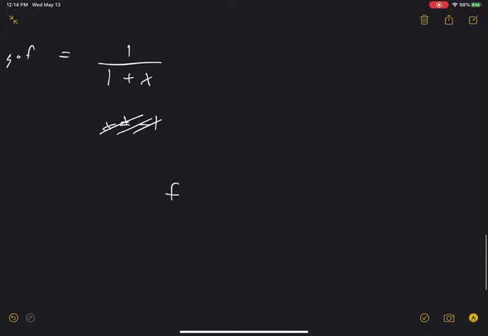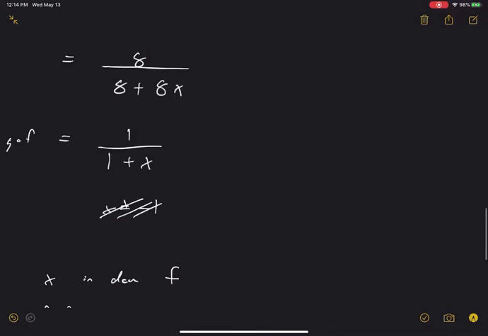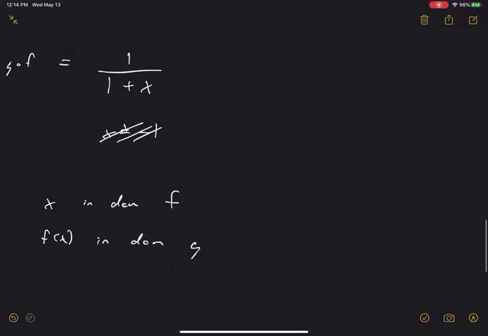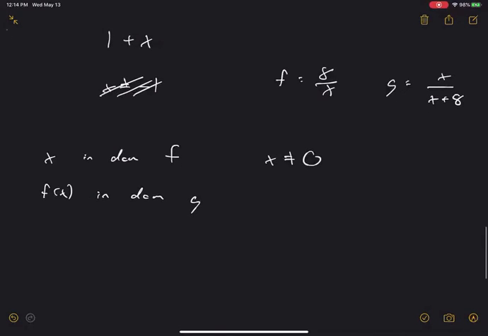So again, I said order matters. So this time we need x in the domain of f, and then we need f of x in the domain of g. Okay, so let's see what that means. Recall f is 8 over x, g is x over x plus 8. So let's see, we need x in the domain of f, so that means x can't be equal to 0. We need f of x in the domain of g. Well, the domain of g is everything except negative 8.